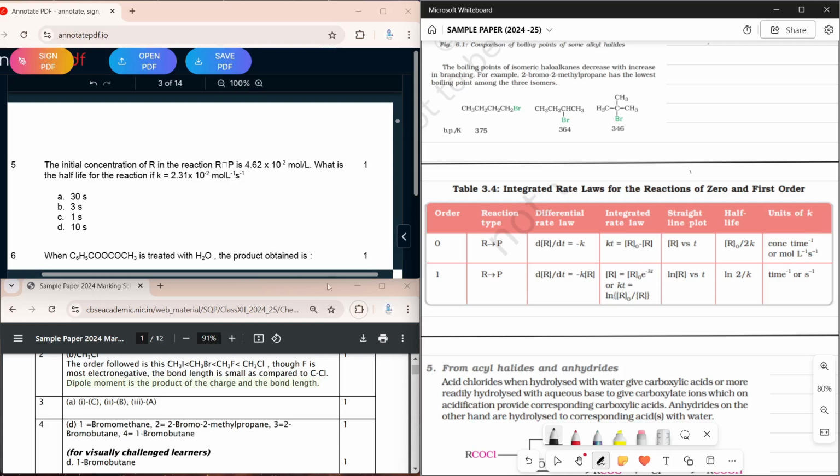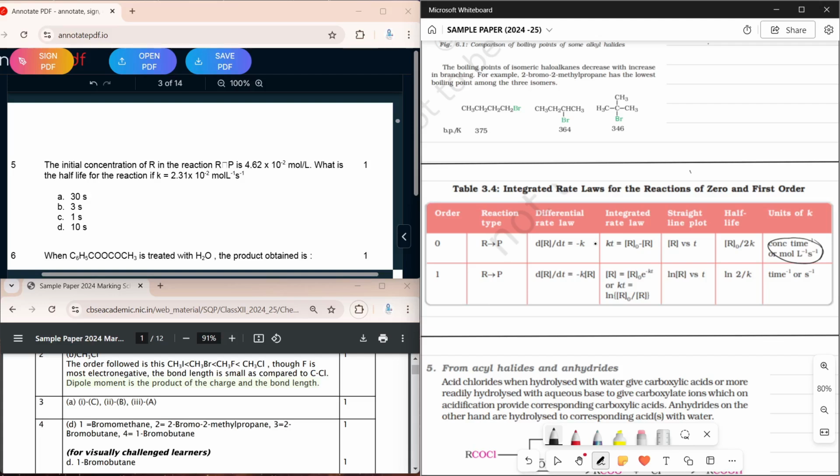first of all, you basically need to know this table. That's what I was trying to say. So if you notice, the value of K over here is in moles per liter per second, and that is for a zero order reaction. So this reaction is a zero order reaction. For a zero order reaction, the value of t half, which is what they're asking us, is going to be equal to R naught by 2K, that is the initial concentration by 2K.